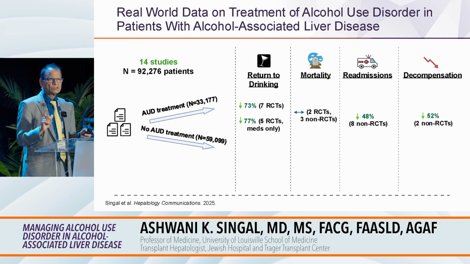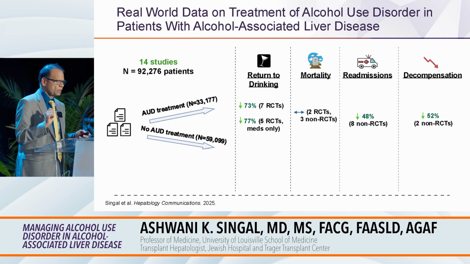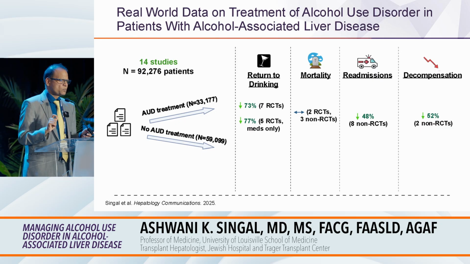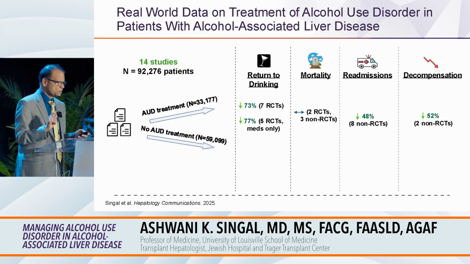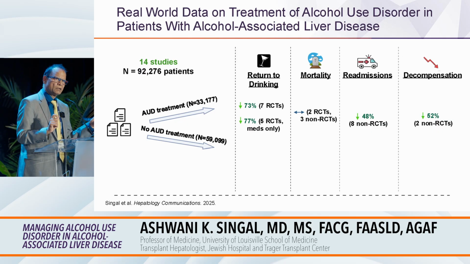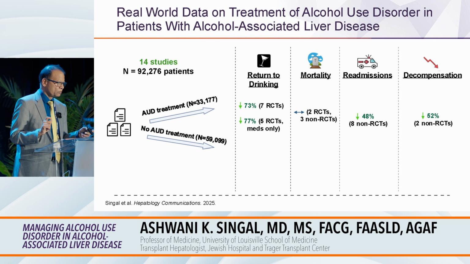This is a meta-analysis we were fortunate enough to be involved in, with about 90,000 patients, where 1/3 were treated for some kind of alcohol use disorder, and the reference population, the other 2/3, did not undergo treatment. Across 14 studies, treated patients had lower odds of return to drinking, which translated into better liver-related outcomes, whether mortality, readmission or decompensation. So there is a benefit in improving long-term outcomes.